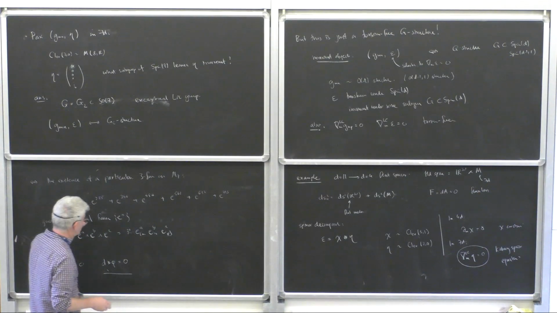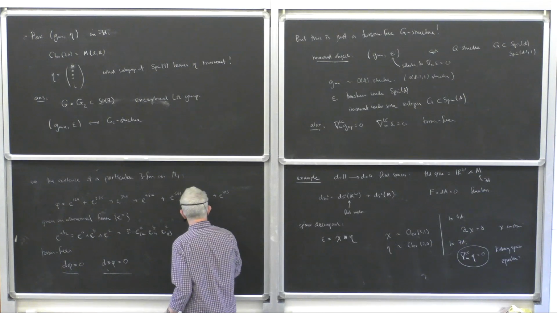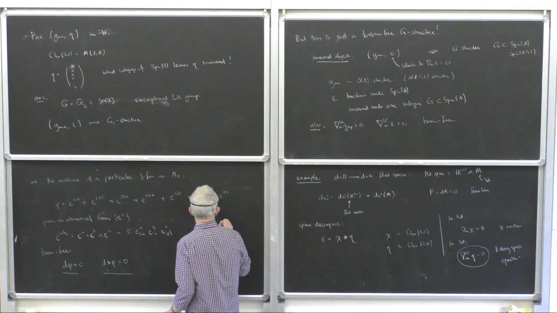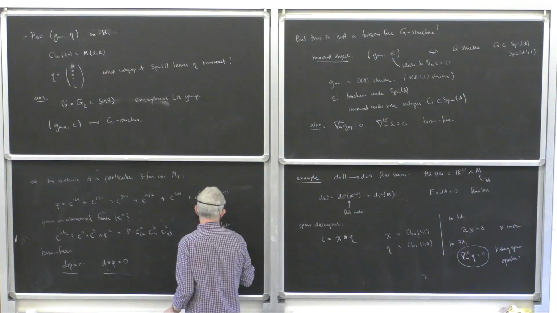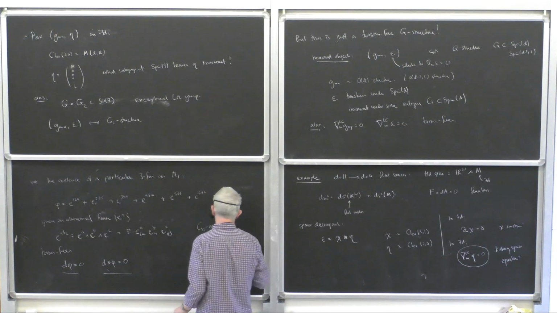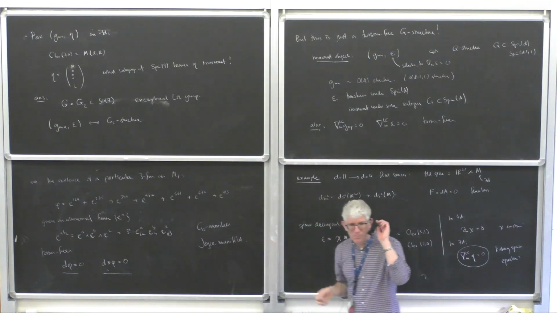So this is what's called a G2 manifold, or sometimes called a Joyce manifold, because Dominic Joyce was the person who really started constructing examples of these manifolds.